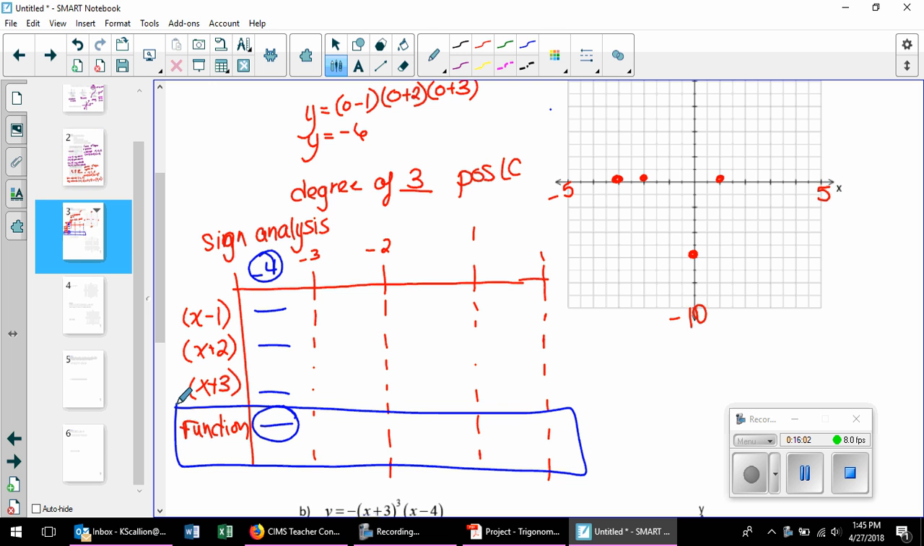Got it? You could probably do this without breaking this down. You could probably do it looking at this. I have faith that you could probably do that. So what's the value between -2 and -3? -2.5. So if I put -2.5 in here, still negative. If I put -2.5 in here, positive. So what's my function going to be? Positive.